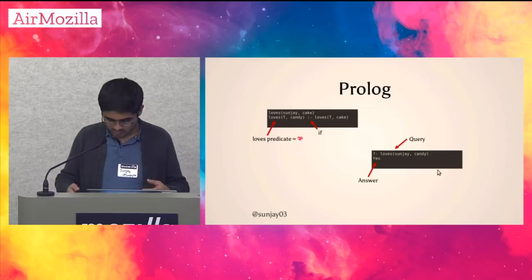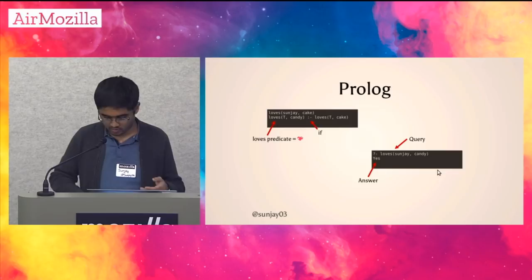Now, if we ask whether Sanjay loves candy, the answer that Prolog produces is yes. This is the same conclusion we came to before, and Prolog has reached it in a similar way by using our facts and our rules to prove the answer to our question.